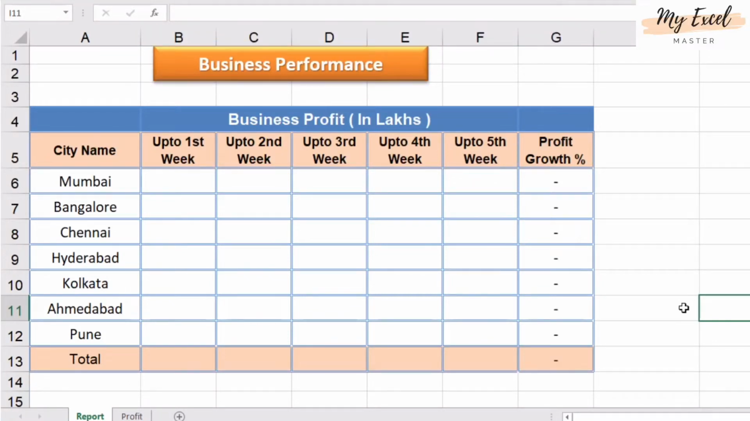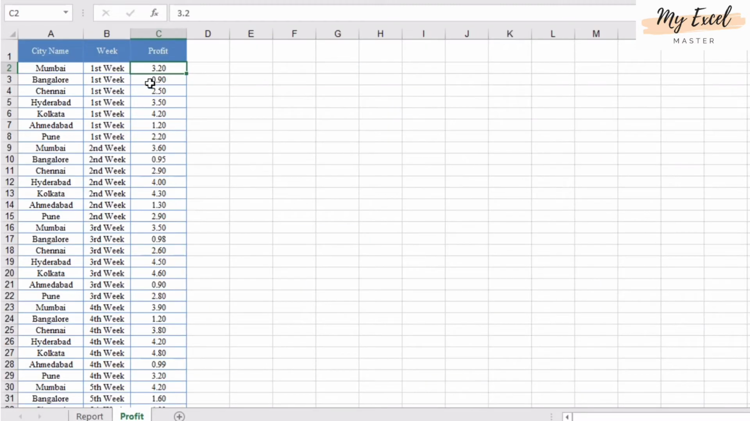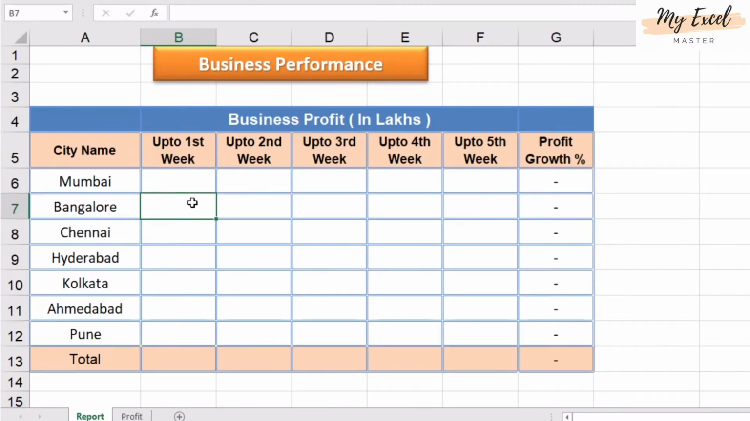In today's assignment, our task is to calculate latest profit growth percentage on first week profit. For example, I have given some profit information of a particular city of every week. You need to get some information from this sheet and then you have to enter here.